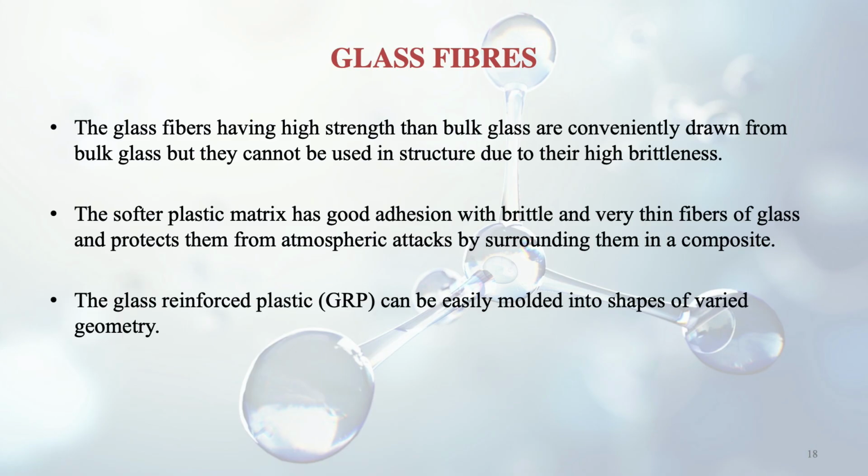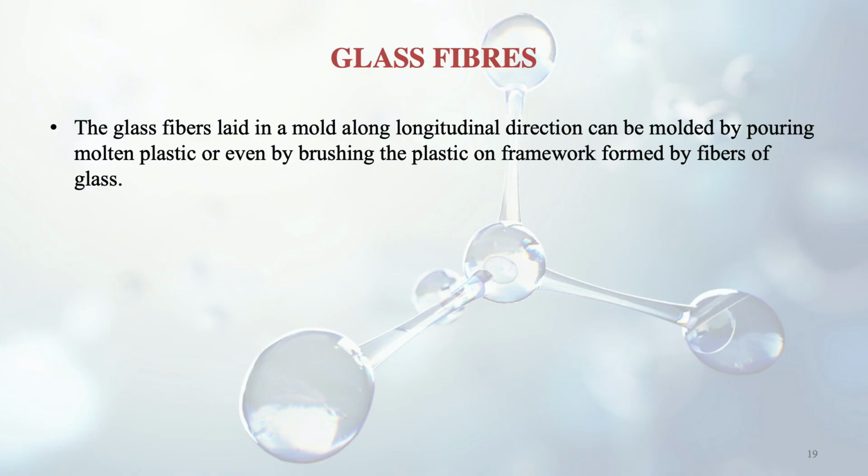Glass reinforced plastic, this is called GRP in short form, and it can be easily molded into shapes of varied geometry. This is very useful. Glass fibers will be laid in a mold along the longitudinal direction, and they can be molded by pouring molten plastic or even by brushing the plastic on the framework formed by fibers of glass. So there are two ways. One is that the glass is put in a mold and then the plastic is poured into it in liquid form, or the other way around, that the plastic can be brushed onto the glass fiber.